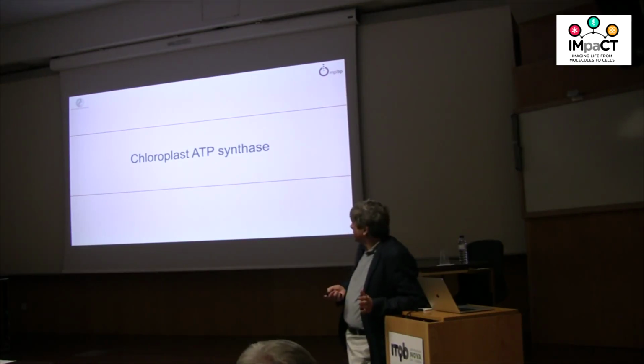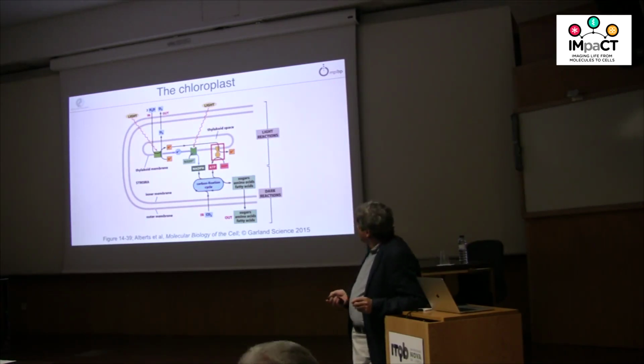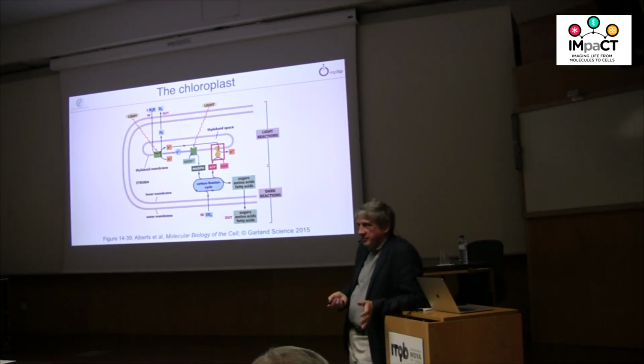So chloroplast ATP synthase, the large complex, is essential in chloroplasts. It converts the proton gradient into chemical energy in the form of ATP. So it's really the basis of all photosynthesis, and photosynthetic production of ATP is really the basis of all higher life on this planet. So it's a very important molecule. And until recently, we didn't know much about the structure.